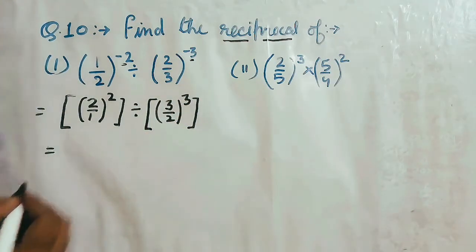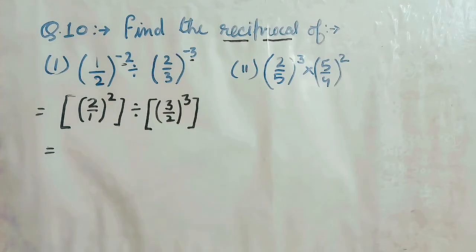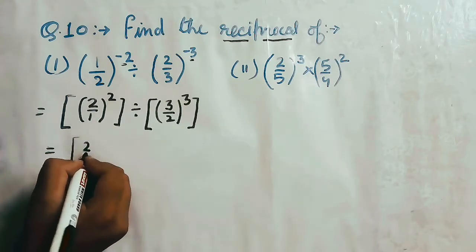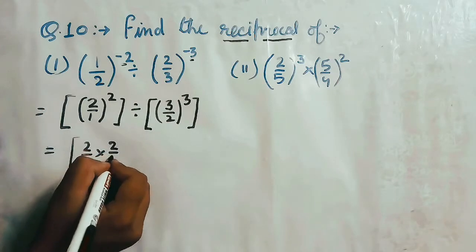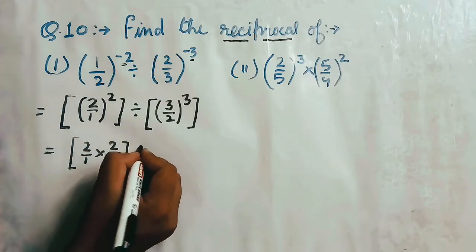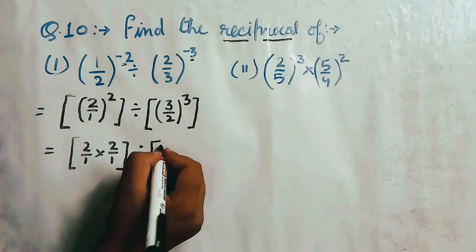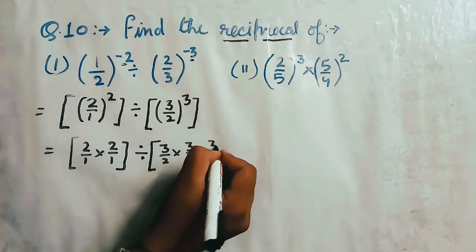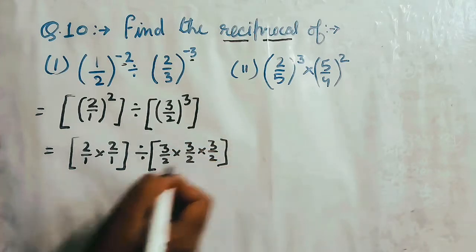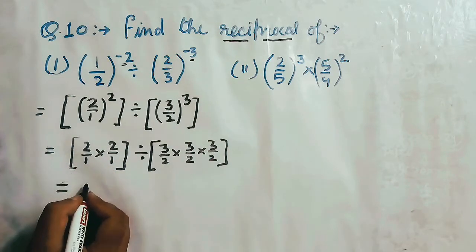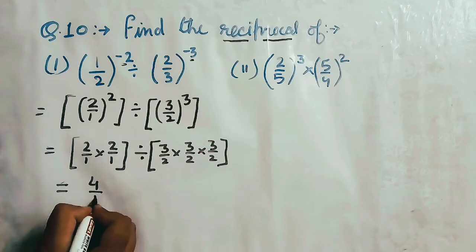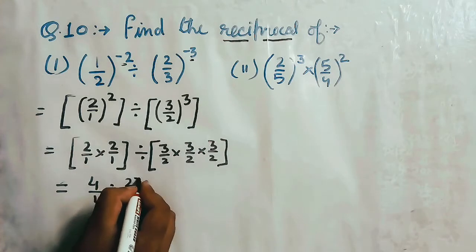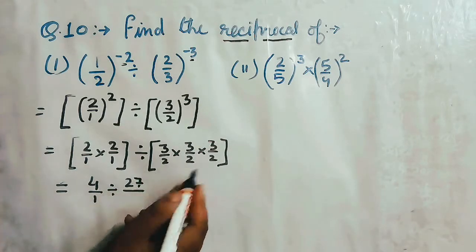Now let us simplify them. This will be equals to 2 upon 1 raised to power 2 is there, which means 2 upon 1 multiplied by 2 upon 1 whole divided by 3 upon 2 raised to power 3 is there, which means 3 upon 2 multiplied by 3 upon 2 multiplied by 3 upon 2. So simplify dividend and divisor both. So 2 2s are 4 upon 1 whole divided by 3 3s are 9, 3 9s are 27 whole upon 8.